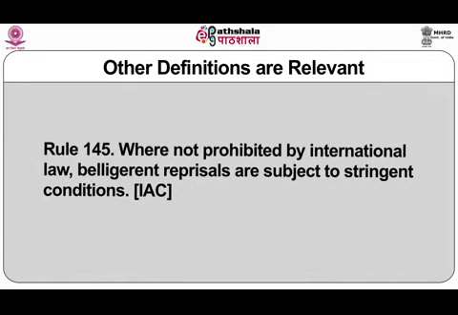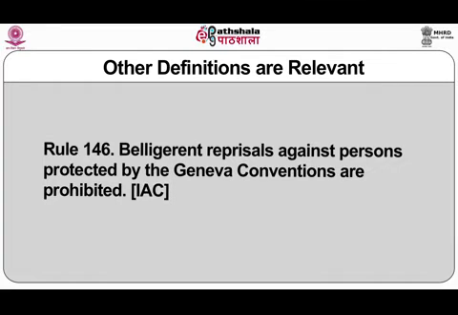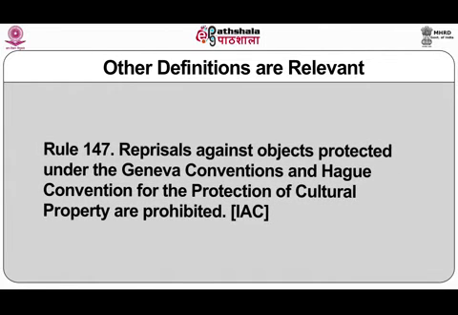Rule 145 goes on to say, where not prohibited by international law, belligerent reprisals are subject to stringent conditions. This essentially would be international armed conflict, not non-international armed conflict. Rule 146 says that belligerent reprisals against persons protected by the Geneva Conventions are prohibited. Rule 147 takes us further by saying that reprisals against objects protected under the Geneva Conventions and the Hague Convention for the protection of cultural property are prohibited. This would qualify as an international armed conflict rule.